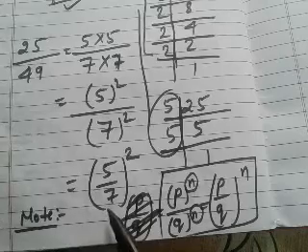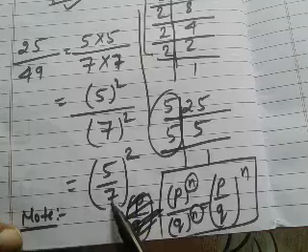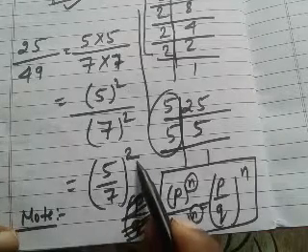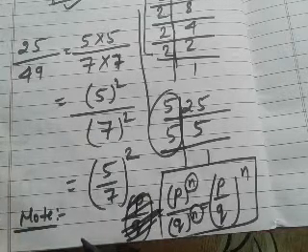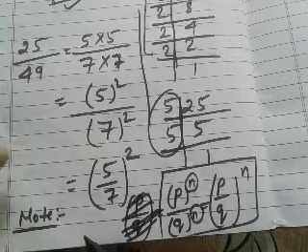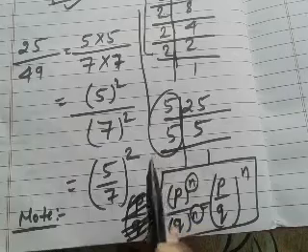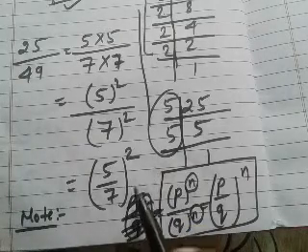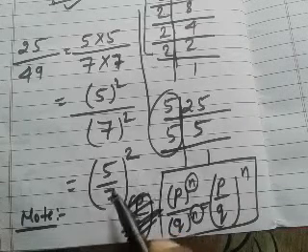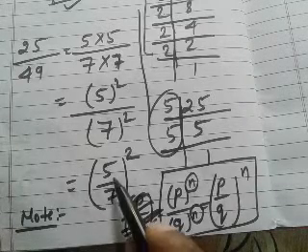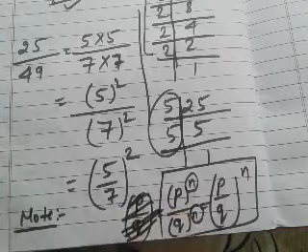And how can we read this number? 5 upon 7 raised to the power 2. If the power is 2, as I already said in my last video, power of 2 is called square and power of 3 is called cube. So we can also read it as 5 upon 7 square.